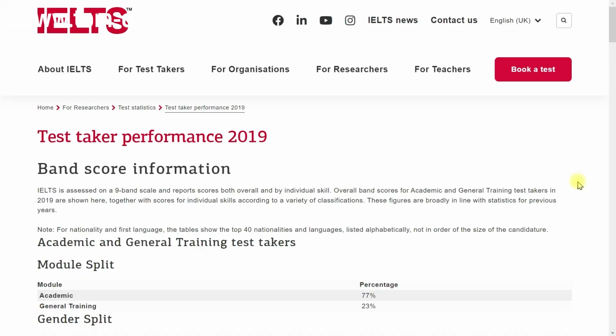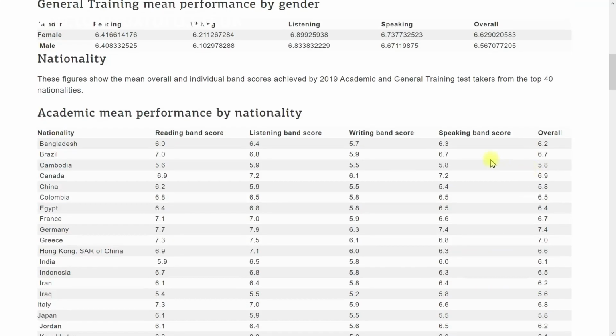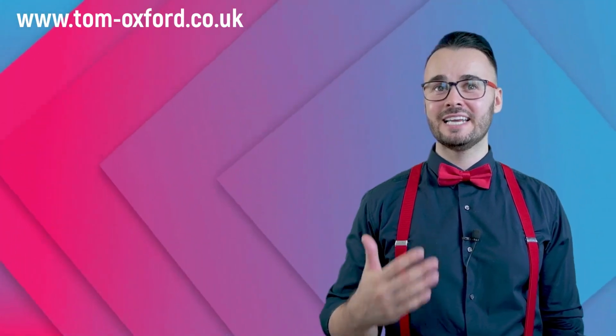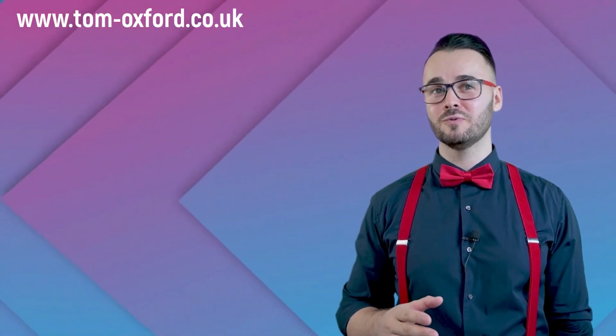By the way, according to the official statistics, the writing section is the most difficult for students. Even if you have a good academic vocabulary, it's not enough to overcome 6. Moreover, there is no guarantee that a native speaker will get a 9 in the writing section. Why it is so, you will know in the third part of this course.